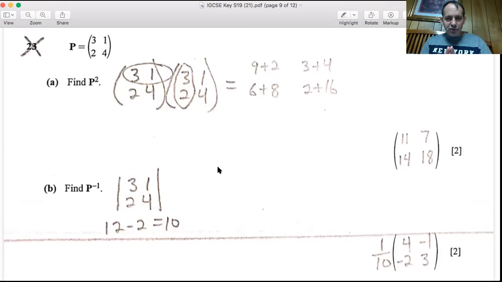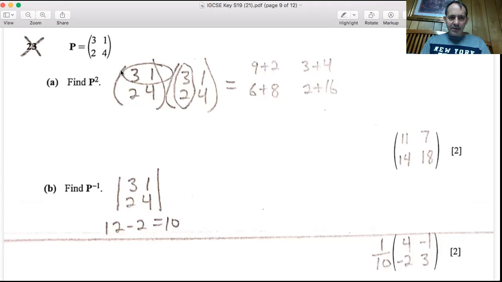So for the 2020 and beyond syllabus cycle, technically you don't have to do this, but if you're interested, this one is find p squared, which means you're doing p times p. So here's p, [3 1; 2 4], times [3 1; 2 4]. When you multiply matrices, you do row times column. So 3 times 3 is 9, plus 1 times 2 is 2. 9 plus 2 is 11. So notice when you cross the first row with the first column, it intersects at the first row, first column, the 11 spot.